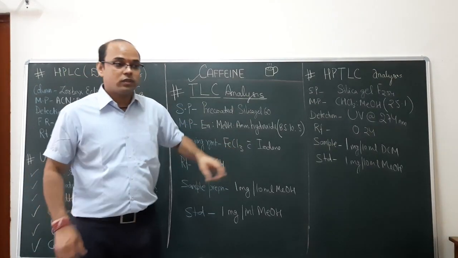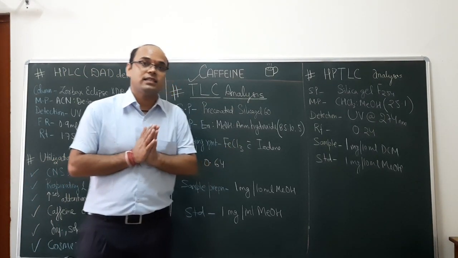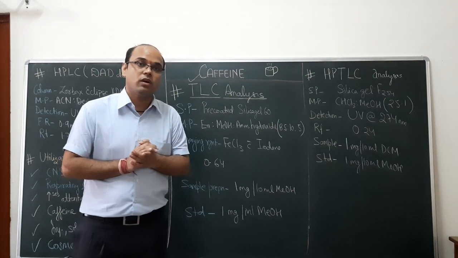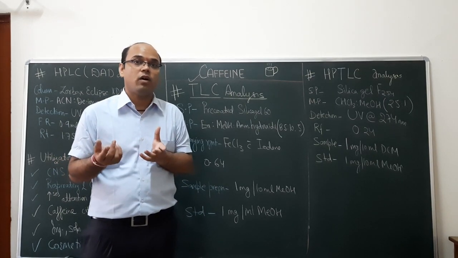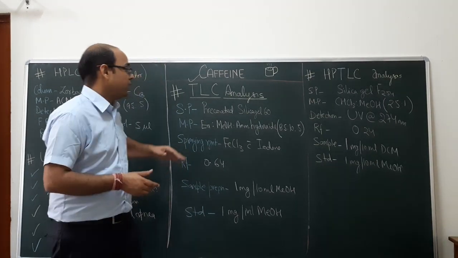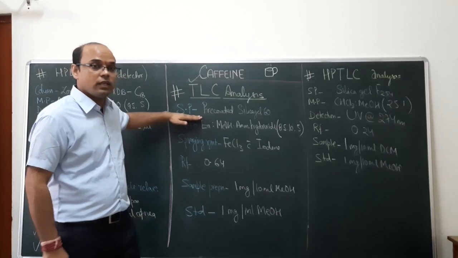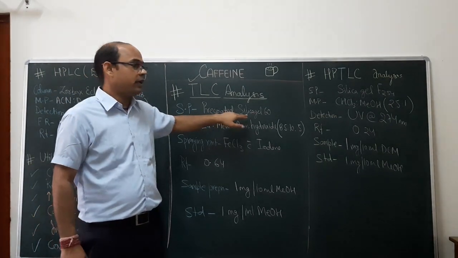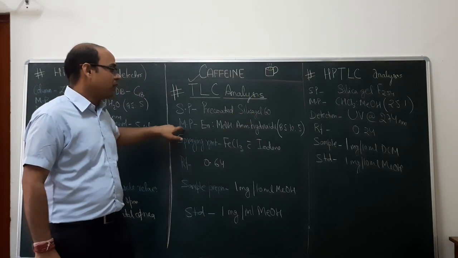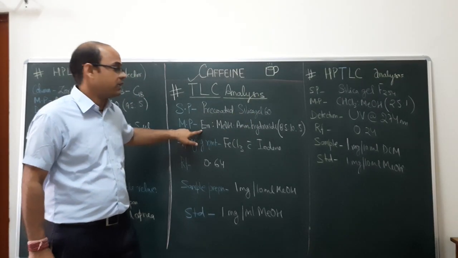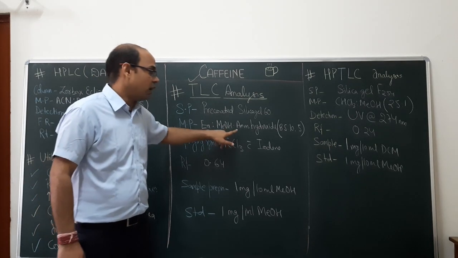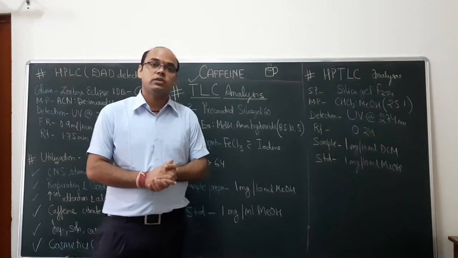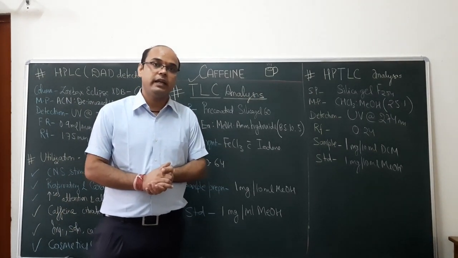We have to follow certain guidelines for accurate isolation or accurate detection of our phytoconstant. Here we have used a stationary phase. In TLC we have used stationary phase as pre-coated silica gel plate 60. Mobile phase we have used ethyl acetate, methanol and ammonium hydroxide in the ratio 85, 10 and 5.